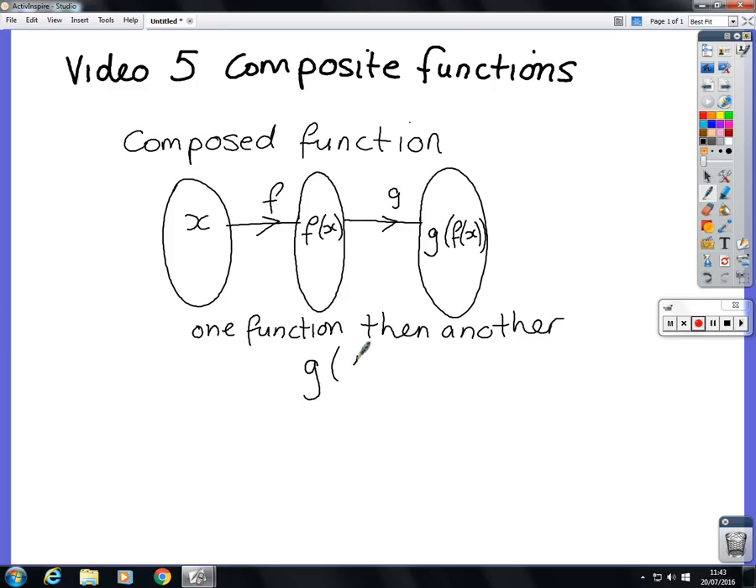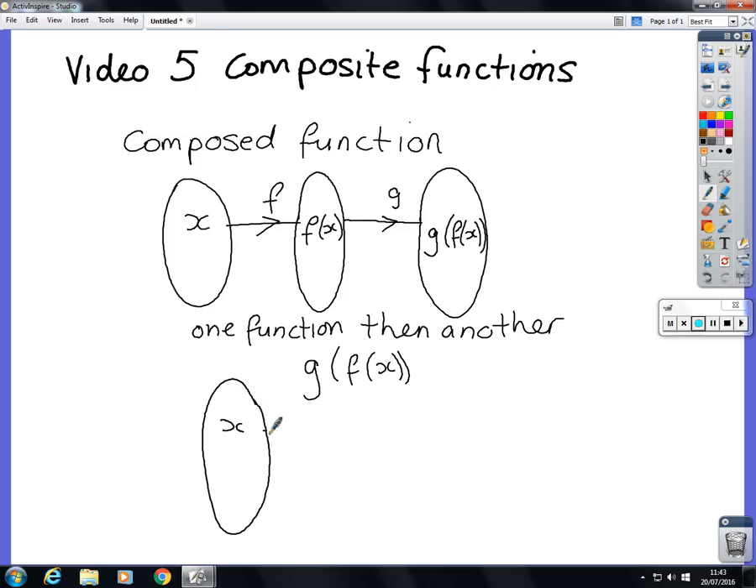G of f of x. This means the letter closest to x, which is f, is the function that's applied first. Then g was applied second. This is like applying two sausage machines. We can do it also in the opposite order.